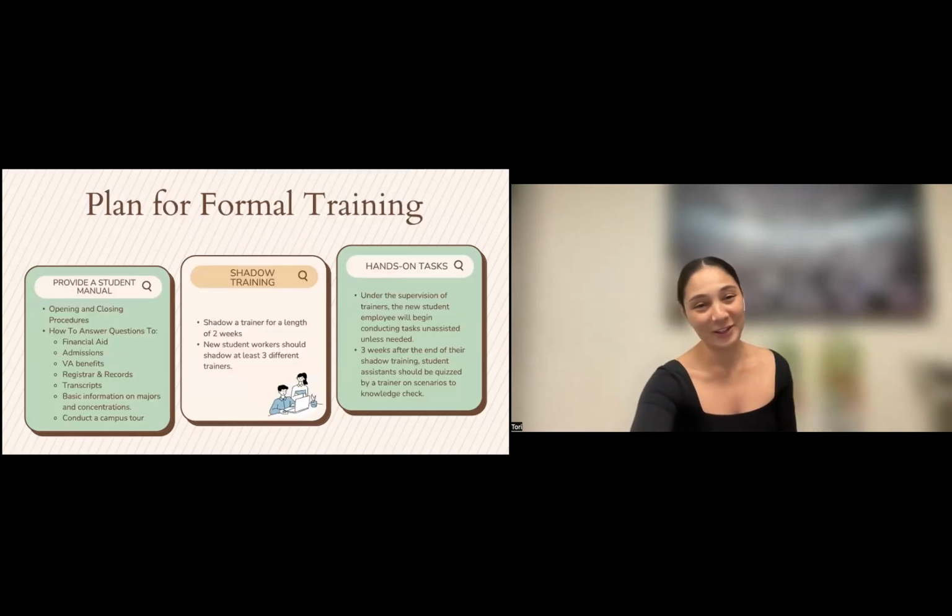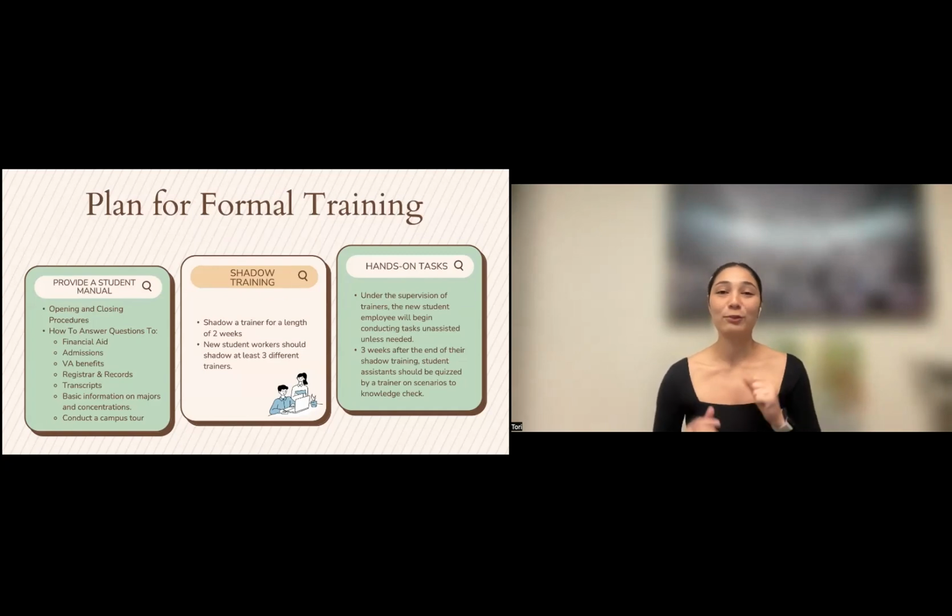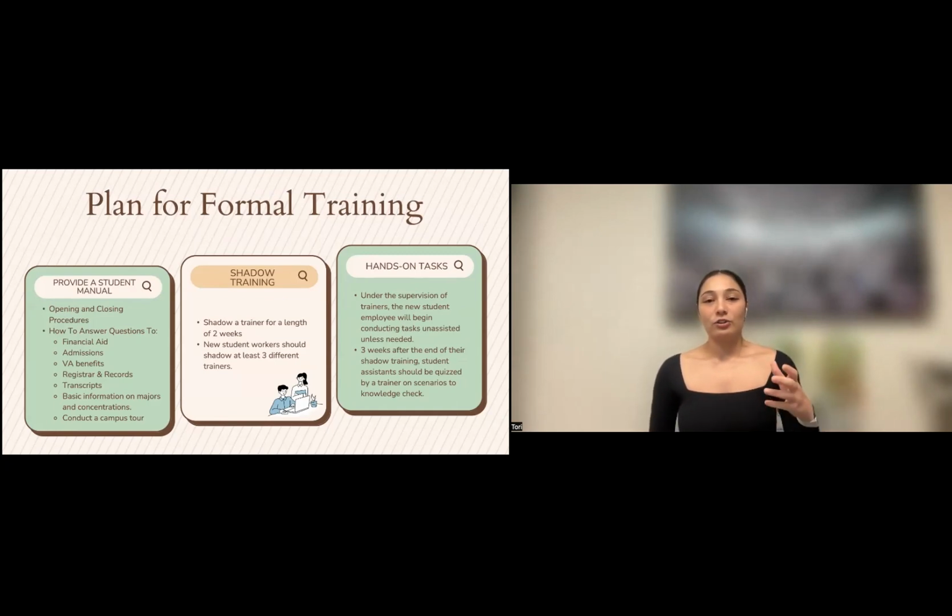We don't need to do it all week long, but having a plan for formal training. So providing a student manual is a place to start, definitely. We don't have a student manual, just FAQs, frequently asked questions. You want to get them all down because there are a lot. Student shadowing experiences, at least 2 weeks of shadowing at the very least. It is a must. Shadow at least 3 different trainers because everyone is different. They're going to have a different take on things. They're going to have a different way they do tasks.